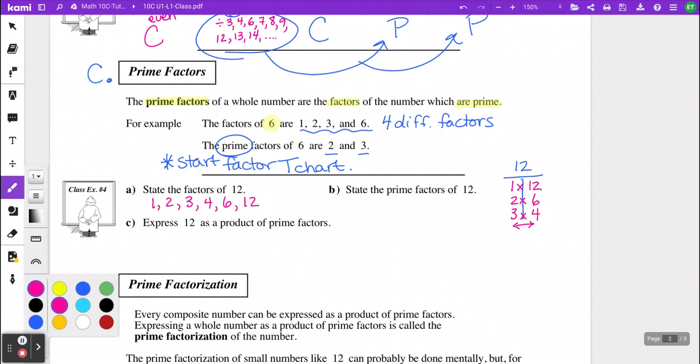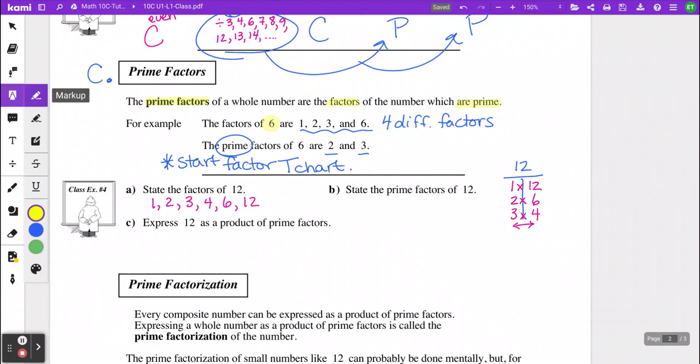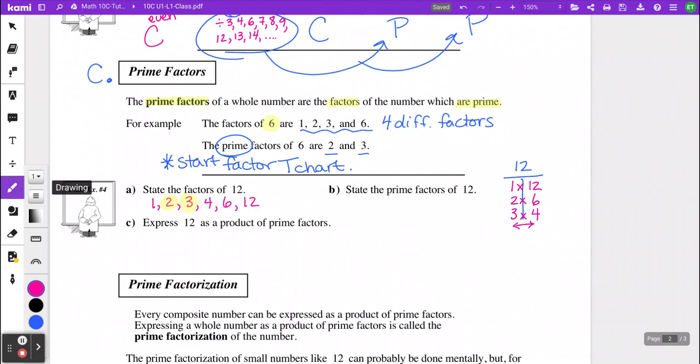Again, we're always listing them least to greatest. And now from that list, we're going to select the prime numbers. Well, we know 2 is prime and 3 is prime. 4, 6, and 12 can all be divided. They're even. They can all be divided by 2, so they are not prime. However, the numbers 2 and 3 are the prime numbers.